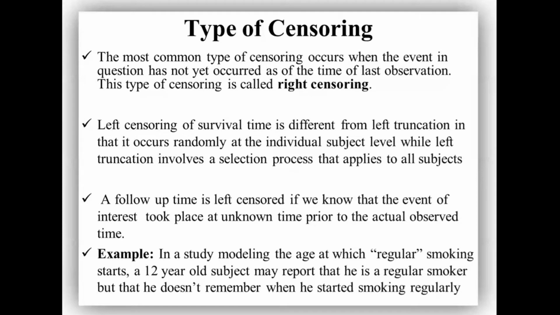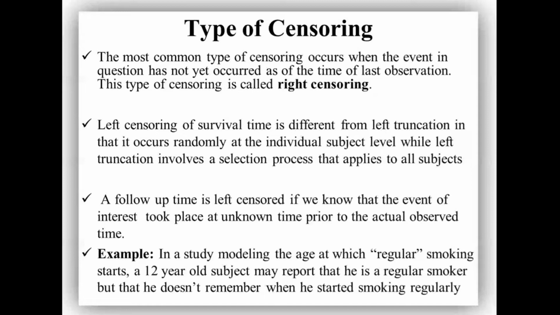Let's assume the event of interest is the start of smoking. If you see that a 12-year-old child is smoking, and he doesn't know when he started because he's a child, then it's left censoring, because we know that it was just before now, but we don't know exactly when. So this is left censoring.